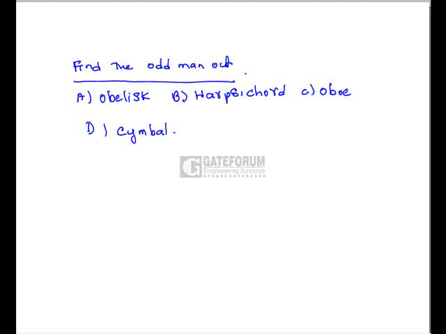And what about cymbal? Observe the spelling very carefully. This is not S-Y-M-B-O-L, but it is C-Y-M-B-A-L, which is used in general for bhajans and all that. That is a cymbal. So, B, C, D refer to musical instruments, whereas obelisk, which means a tall, narrow, four-sided tapering monument, is the odd man out and A is the answer.